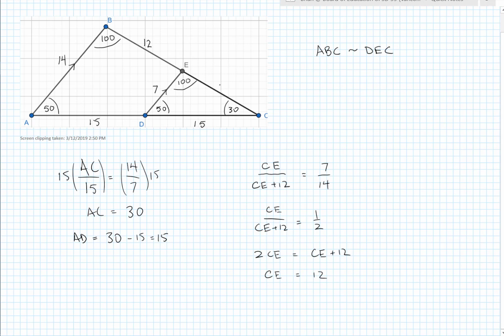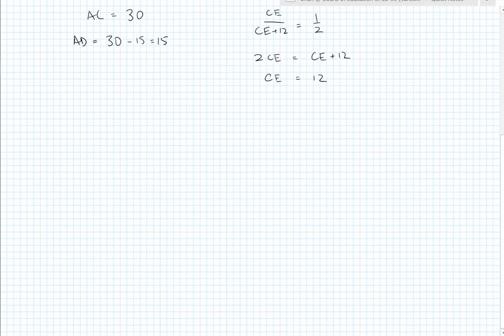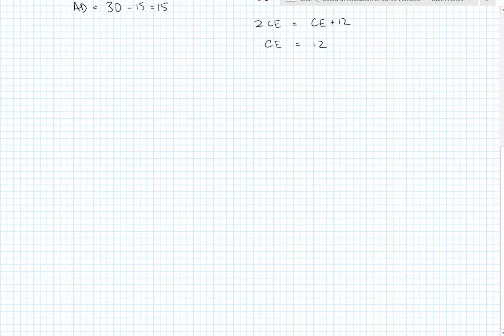So CE is 12, which then makes that entire length going all the way from C to B, 12 plus 12, or 24, twice the length, which is what we expected. Now, there are actually some very interesting practical problems that you can solve using similar triangles. One is to find the height of objects.